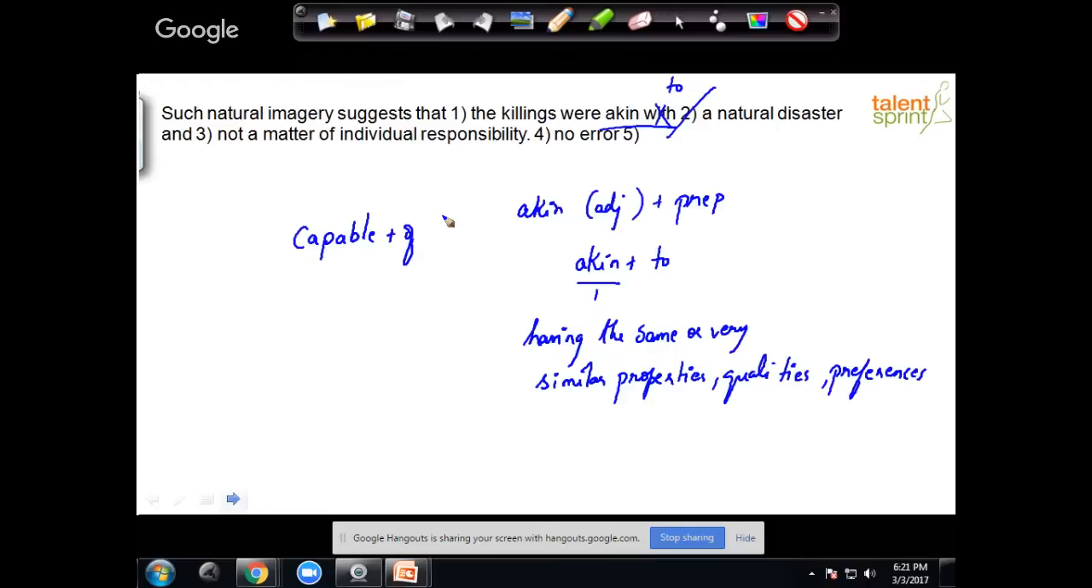Capable of, pleased with, right? These are all adjective plus preposition collocations. Apparent to. Apparent means obvious. Obvious to. Prior to, right? So basically, rule number 3 is you need to be familiar with as many collocations as possible. It's very helpful, not just for spotting the error. It's very helpful for fill in the blanks and close passage question types also.